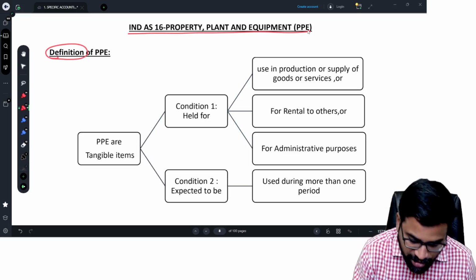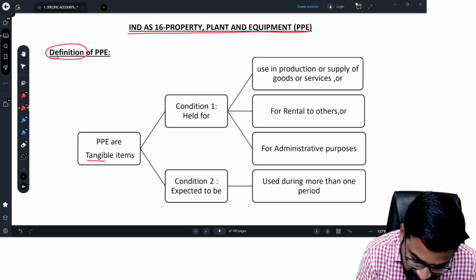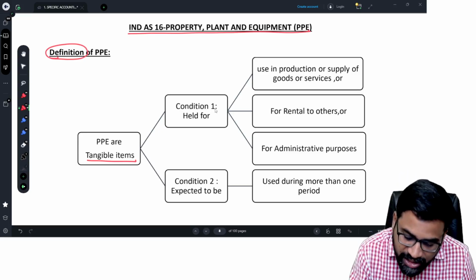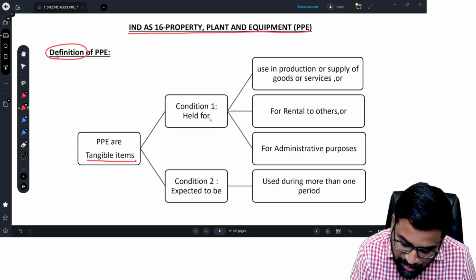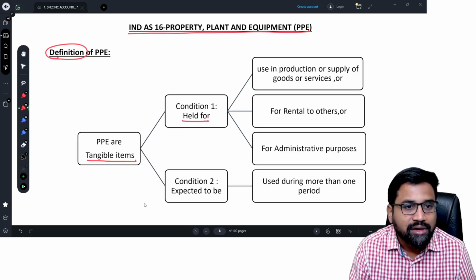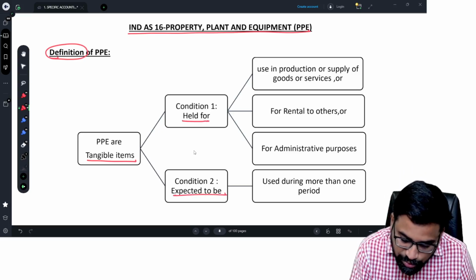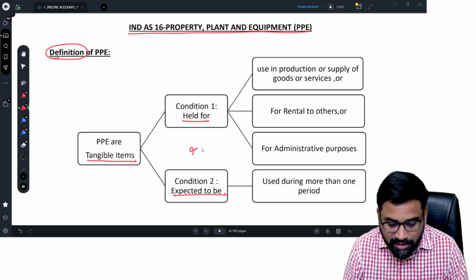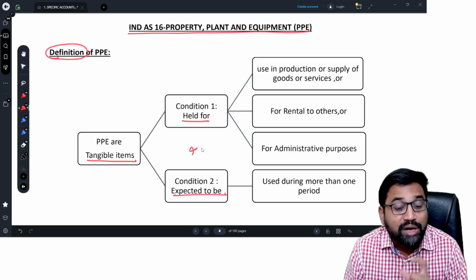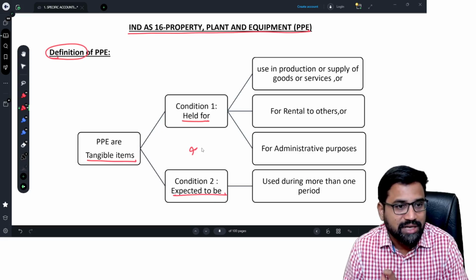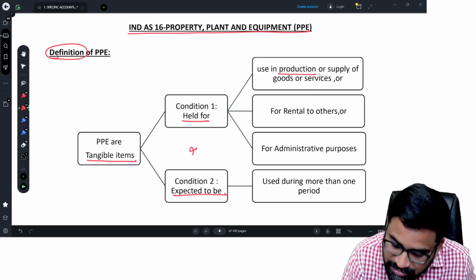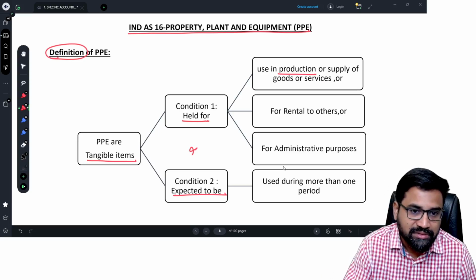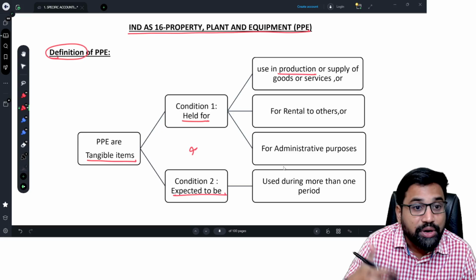What is property, plant, equipment? I told you, PPE are tangible items. How many conditions? 2 conditions. Condition number 1, held for. Condition number 2, expected to be. And in between there is "and". Both the conditions must be satisfied. Held for. So why are you holding these tangible items? Use in production. For example, plant and machinery, held for use in production. Factory building, held for use in production.